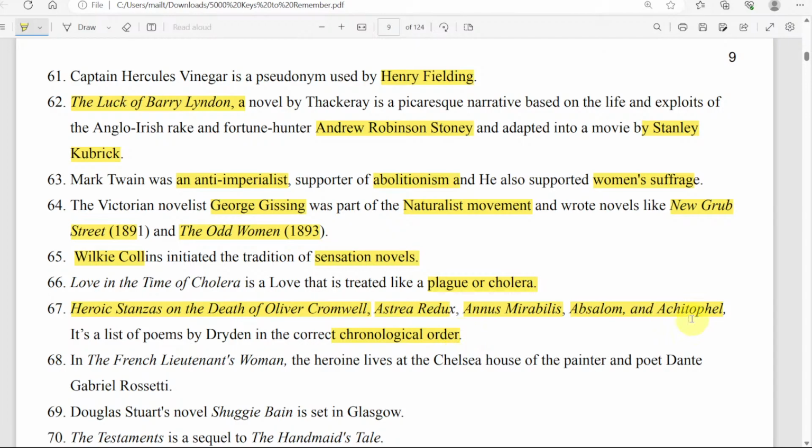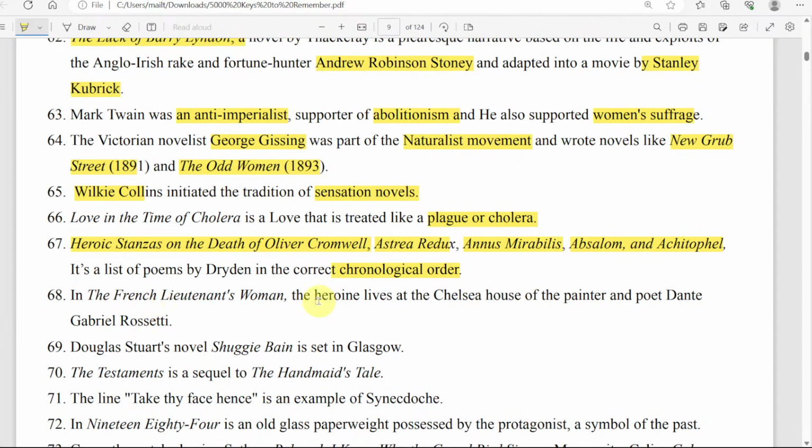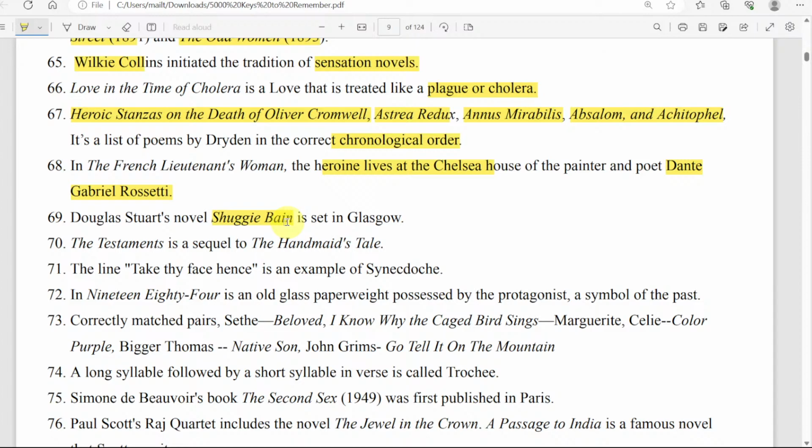In The French Lieutenant's Woman, the heroine lives at the Chelsea house with the painter Dante Gabriel Rossetti. And Douglas Stuart's novel Shuggie Bain is set in Glasgow. The Testaments is a sequel to The Handmaid's Tale. The line "Take thy face hence" is an example of synecdoche.